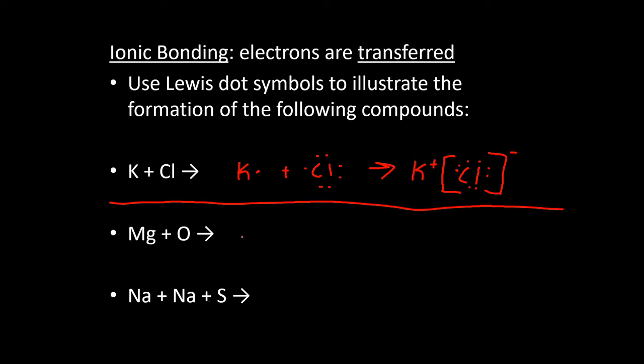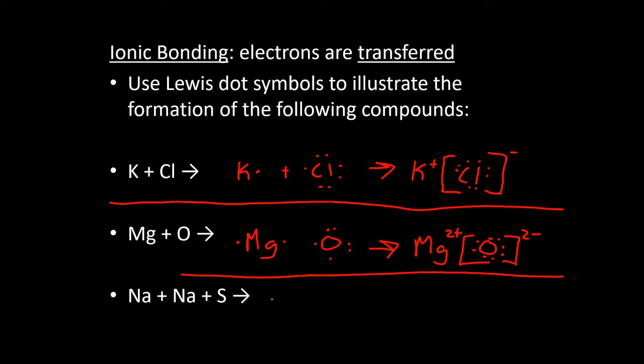All right, so magnesium has 2 valence electrons. Oxygen has 6. 2, 3, 4, 5, 6. The magnesium is going to give up both of its electrons to the oxygen. And so what we're going to end up with is magnesium 2 plus that has a discovered octet, and then oxygen 2 minus with its full octet.